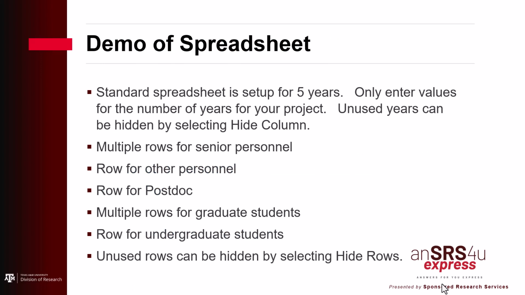The standard spreadsheet is set up for 5 years. Only enter values for the number of years for your project. Unused years can be hidden by selecting the Hide column. Multiple rows are available for senior personnel. There are rows for other personnel, rows for postdocs, multiple rows for graduate students, and rows for undergraduate students. Unused rows can be hidden by selecting Hide rows.